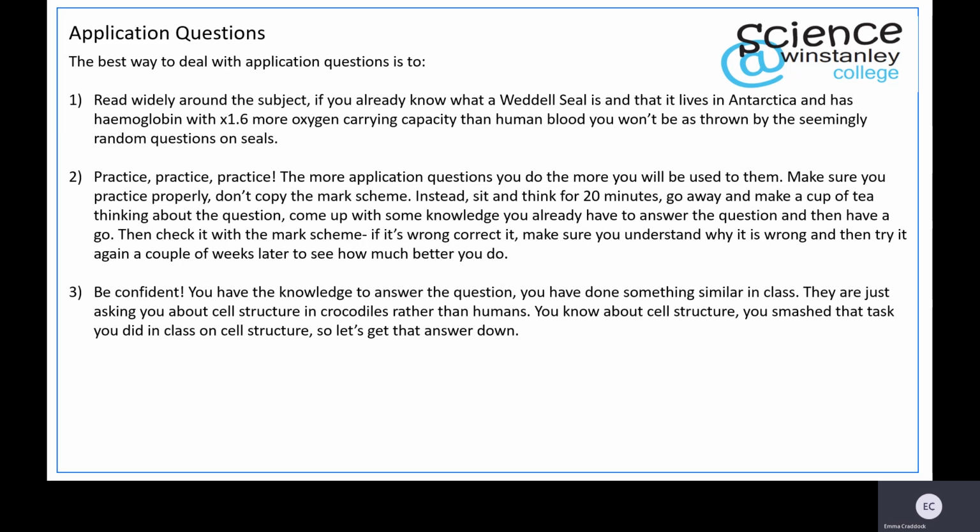Then check it with the mark scheme. If it's wrong, make sure you understand why it is wrong. So correct it, but make sure you understand why you got it wrong. If you do not know this, look it up, speak to some other students, speak to your teacher. You need to understand why you got it wrong. Then a couple of weeks later, do it again, see how much better you do.